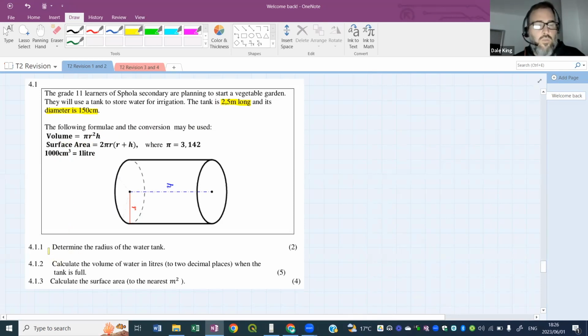And here are the questions below. Here's the first one, question 4.1.1. Determine the radius of the water tank. Who would like to tell me how we do that? How do we work out radius, ladies and gents? Sakile, hold on a second.